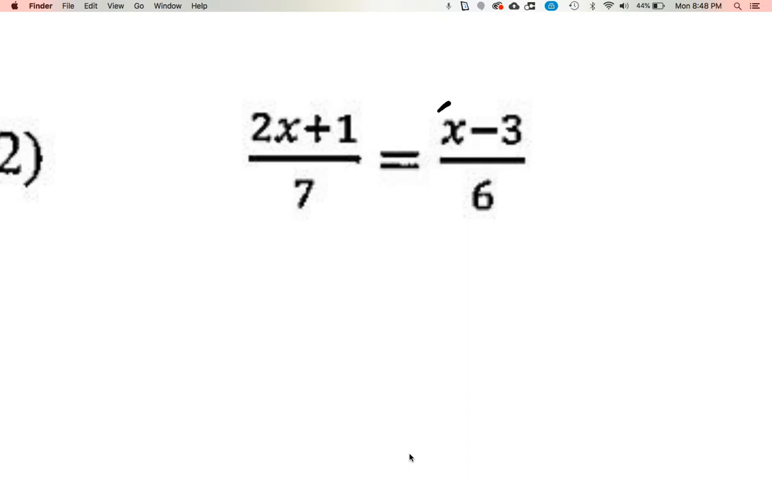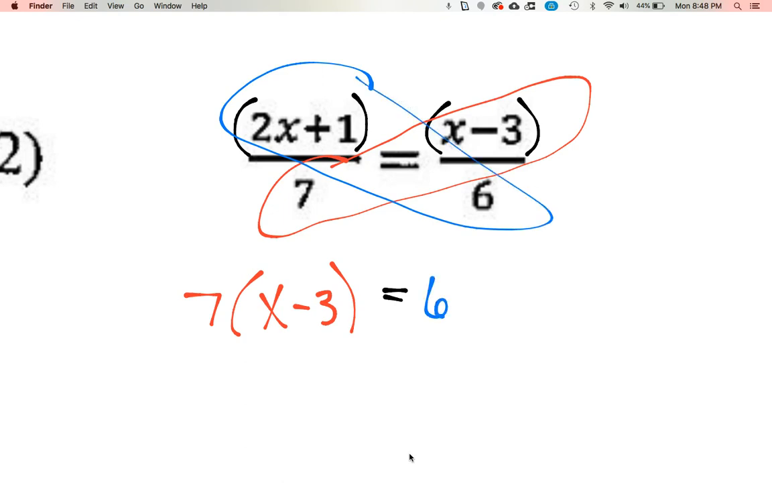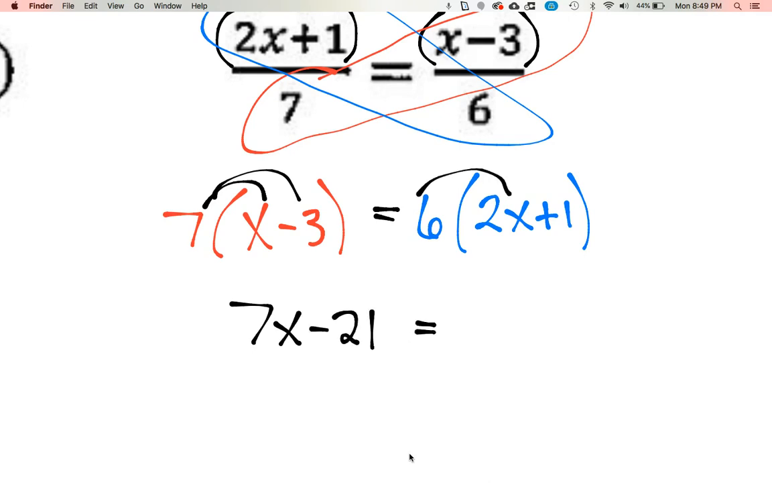Now, I recommend putting parentheses around these expressions because when you multiply 7 by that, you have to multiply the entire thing. So we will have to distribute. That's 7x minus 21 equals 12x plus 6.